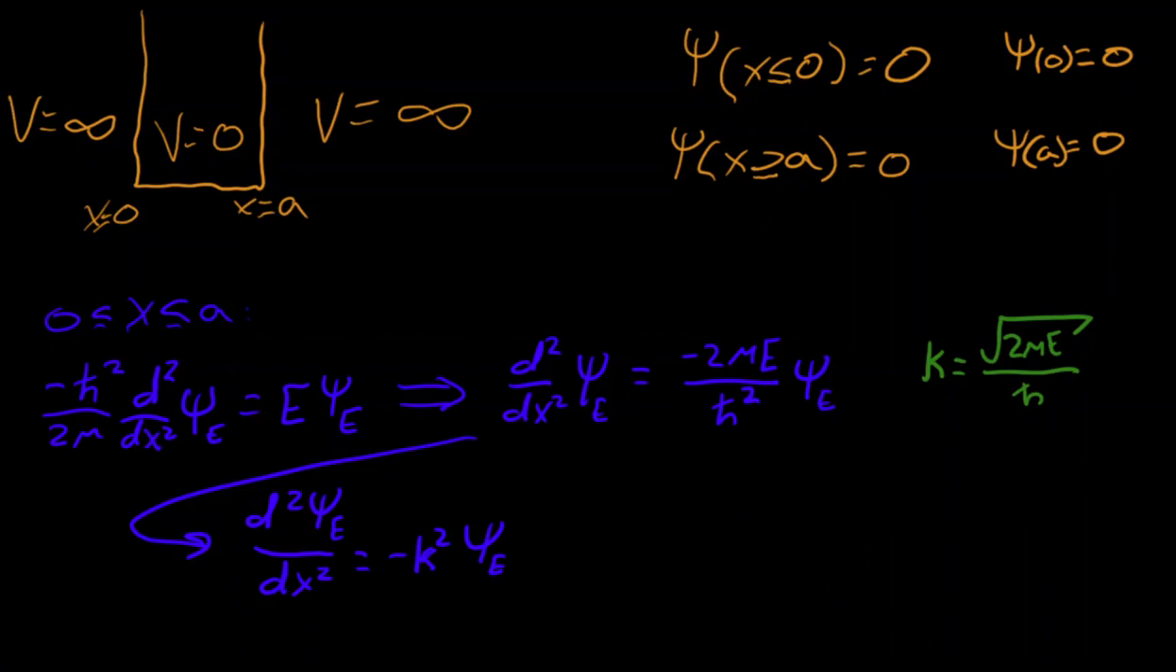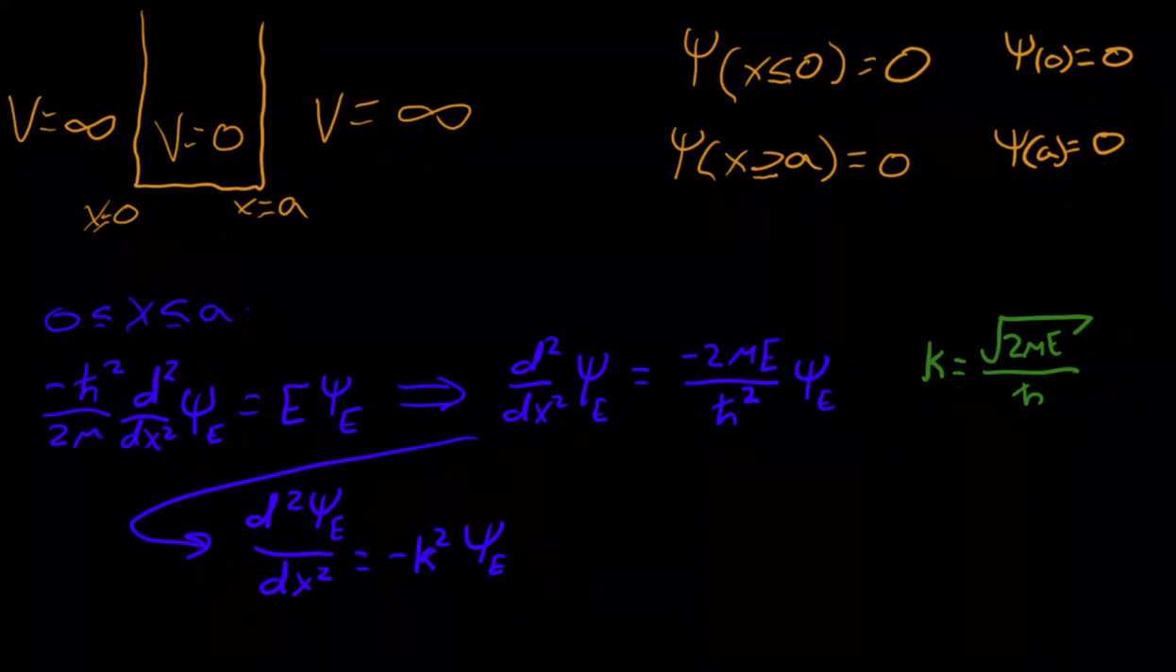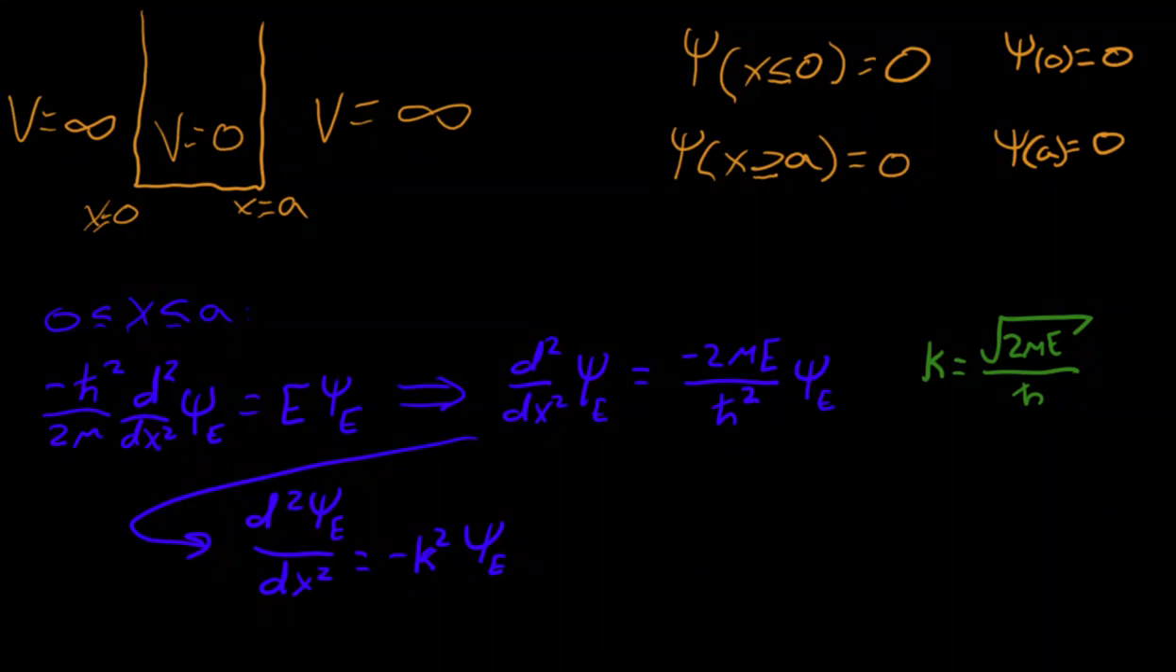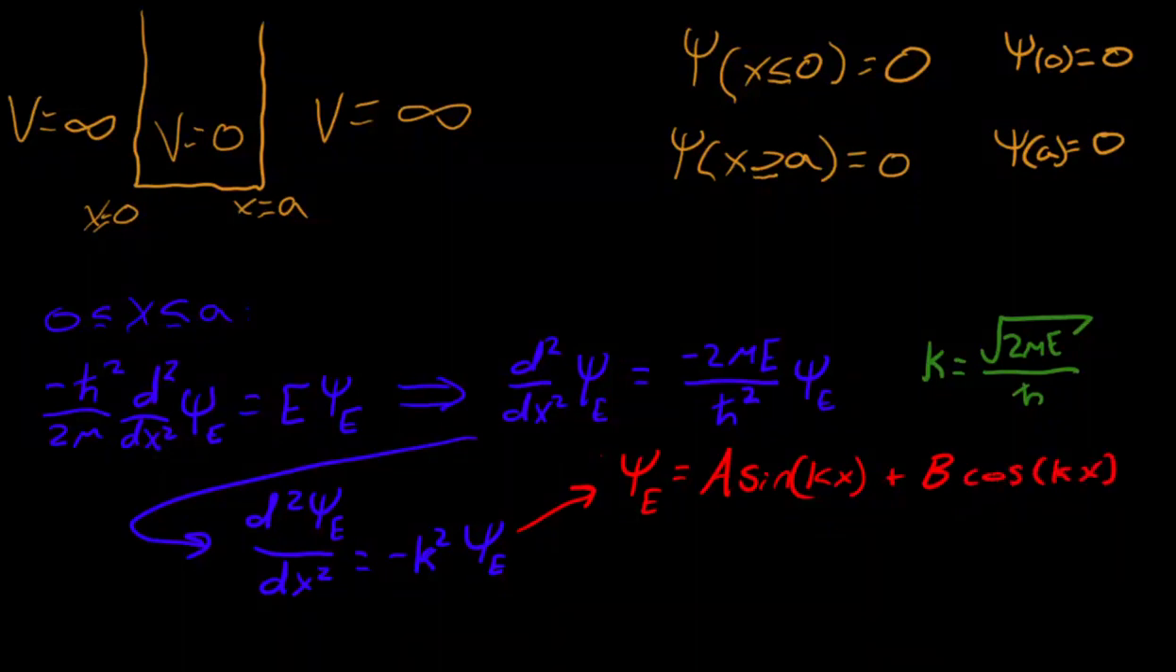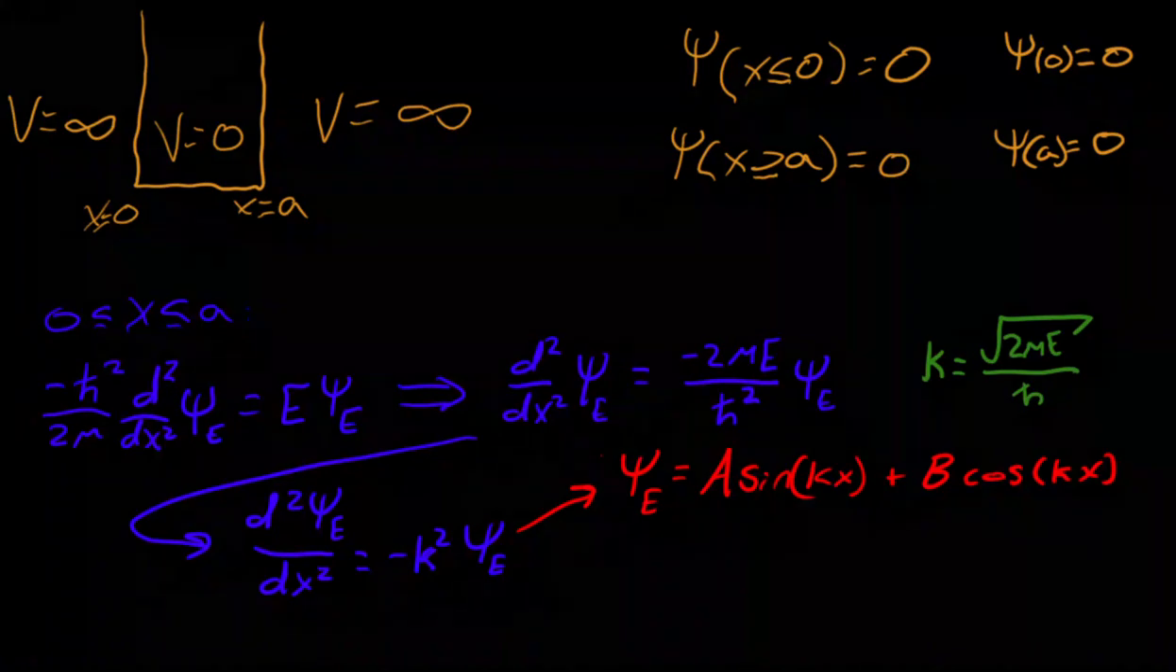So when we solve this equation, we know this implies that psi e equals A sine kx plus B cosine kx. Remember here A and B are constants. Our next job is to plug in our boundary conditions, so let's look at our first one.